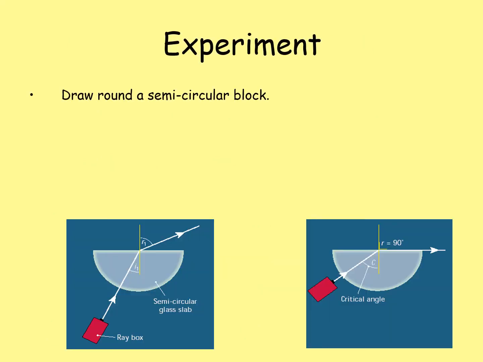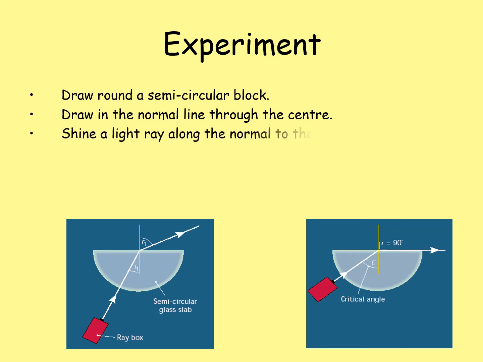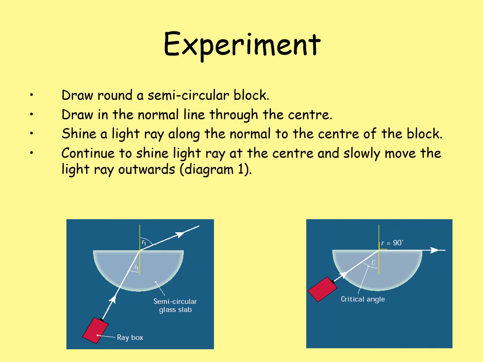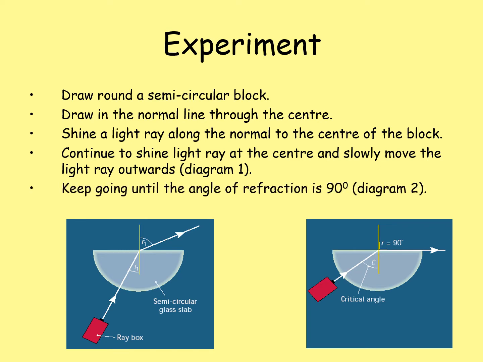In the experiment that we would conduct in order to investigate critical angle, we would draw around a semicircular block, draw in the normal line through the center, shine a light ray along the normal to the center of the block, and then continue to shine this light ray at the center and slowly move the light ray outwards with an increasing angle of incidence. We then keep going until the angle of refraction is equal to 90 degrees, as shown in the second diagram.